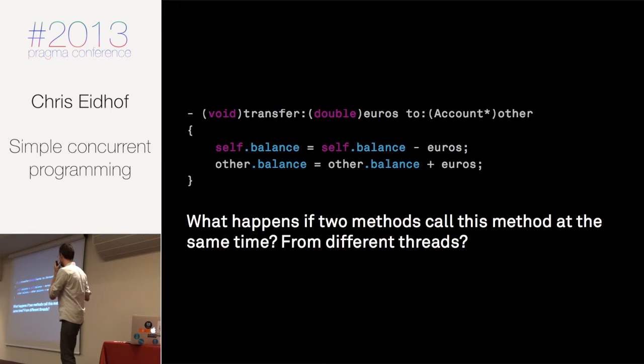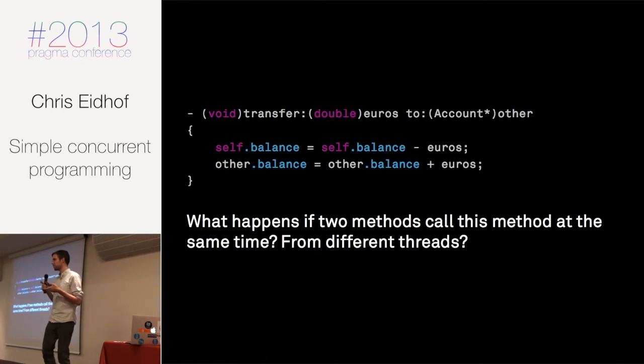The transfer method looks like this. It looks at self.balance. If you transfer X euros, it takes X euros off the self.balance, and then it looks at the other balance and adds the euros. Of course, in real life, it would be a bit more complicated. But the thing is, if you imagine what would happen if you have two threads calling this method, things can go horribly wrong.